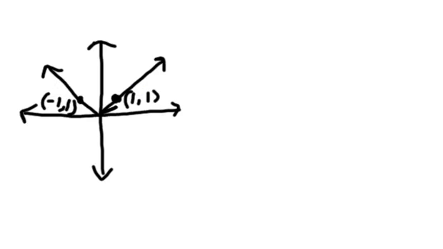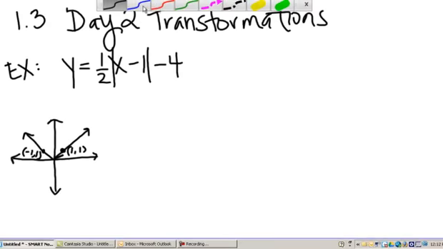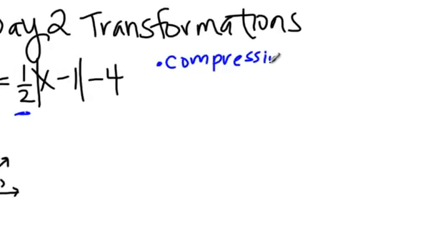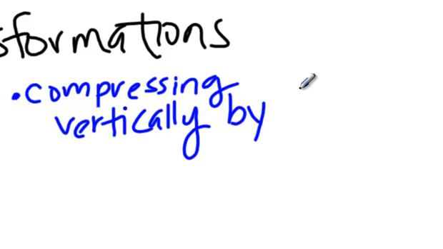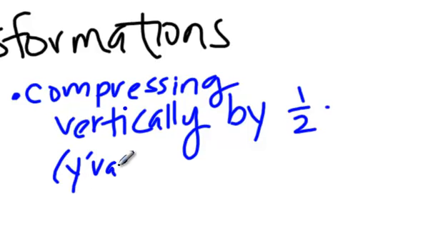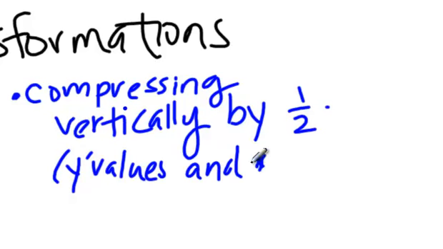Now, in this graph there are 3 transformations basically happening. First, that 1/2 means that we are going to be compressing vertically by a scale factor of 1/2, which means we are going to take our y values and multiply by 1/2. Okay, so here is now going to be at 1, 1/2. And the same goes for this side.